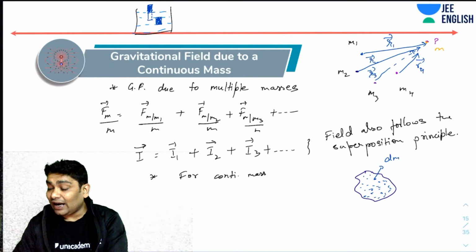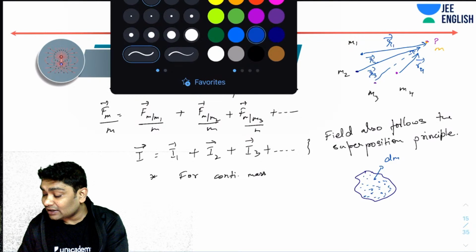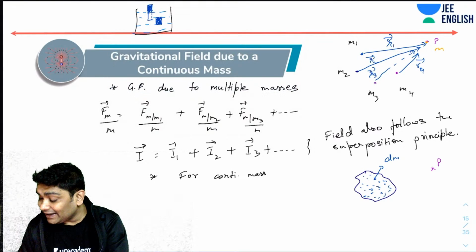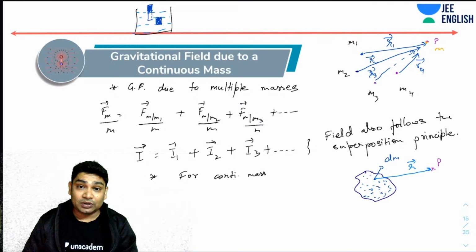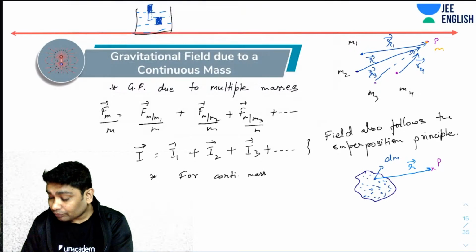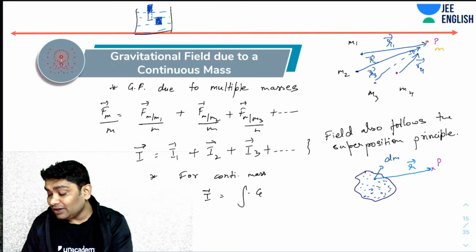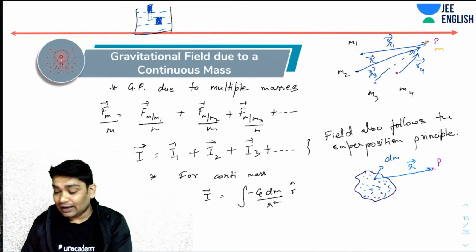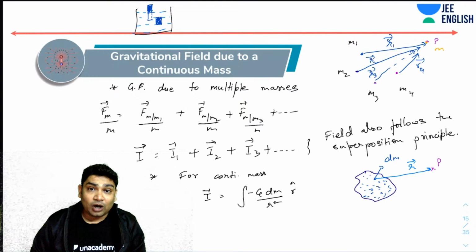If I had to calculate the gravitational field intensity due to this entire thing at this point P, I would find one dm, then find this r vector with respect to the dm, and then the net intensity I vector would have been the integral of minus G dm over r square r cap. I would have just integrated that and gotten the answer.